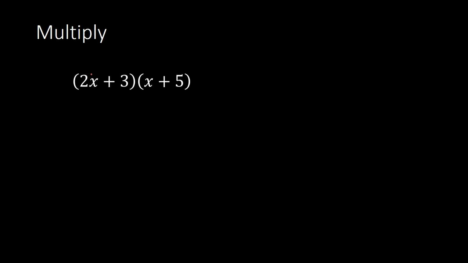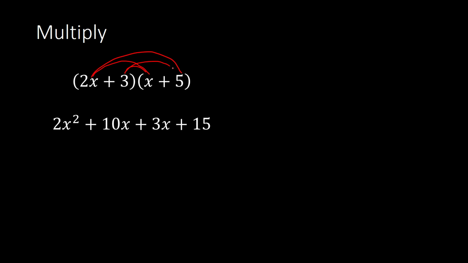So here we take the 2x times the x to get 2x squared, 2x times the 5 to get 10x. And then do the same thing again with the 3. We have 3 times x to get the 3x, and 3 times 5 to get 15. And then combine like terms, 10x plus 3x gives me 13x.